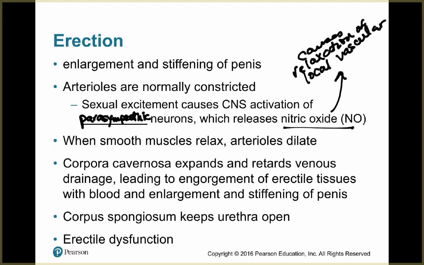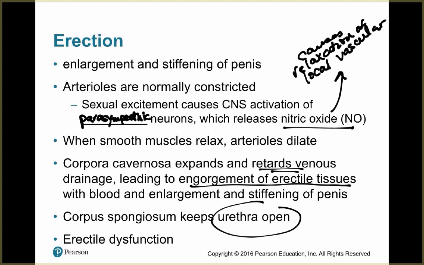And basically when this happens, the corpora cavernosa expands and it retards the venous drainage. Because it retards this drainage, the blood can't leave, and it's going to lead to the engorgement of erectile tissue with blood. And this is what's going to cause the penis to stiffen and enlarge. The corpus spongiosum is important because it helps to keep the urethra open so that semen can leave, right?